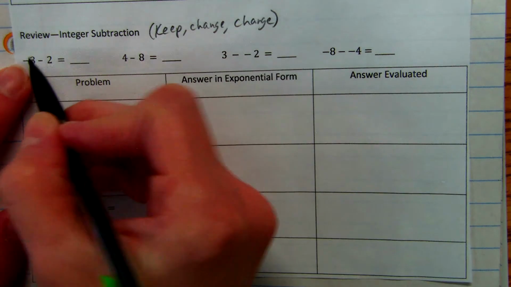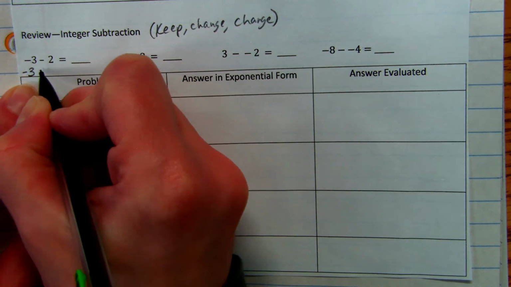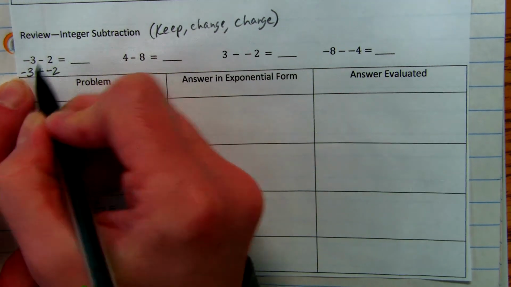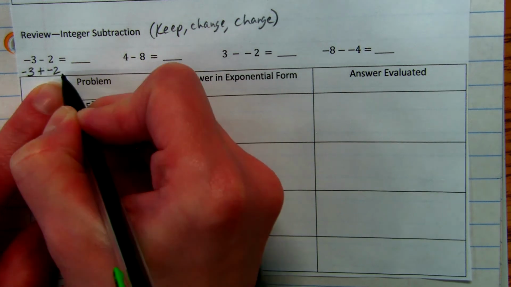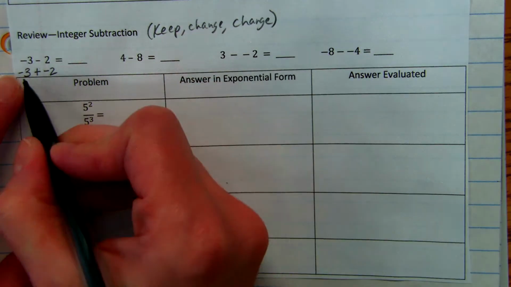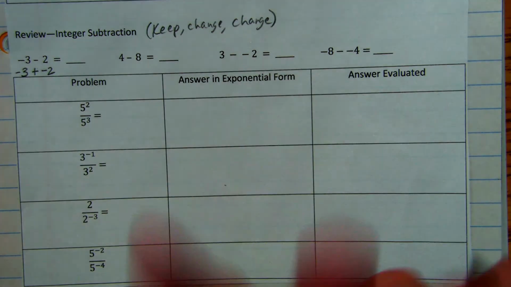So that means you keep the first number, so we keep the negative 3. You change subtraction to addition, and you change positive 2 to negative 2. So I have negative 3 plus negative 2. We learned all kinds of ways of adding integers last year. You could think of this as 3 worms and 2 worms being added together, which wouldn't cancel or kill each other.